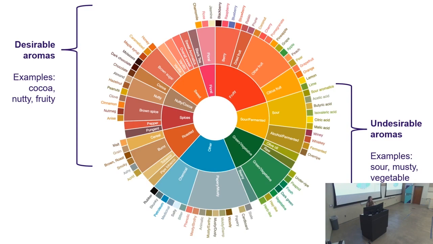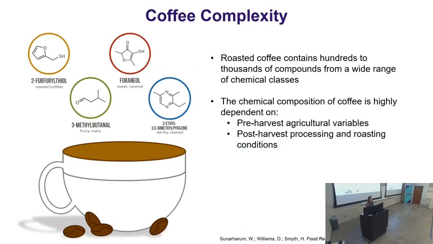The main reason why we can get this really wide range of coffee flavors is due to the fact that coffee is a very complex matrix. Roasted coffee can contain hundreds to thousands of compounds with a really wide range of chemical classes. For example, we can have thiols, we can have aldehydes, and even pyrazines. That chemical composition of coffee is really dependent upon the pre-harvest agricultural variables of how it was grown, what were the conditions, the climate, but also the post-harvest processing.